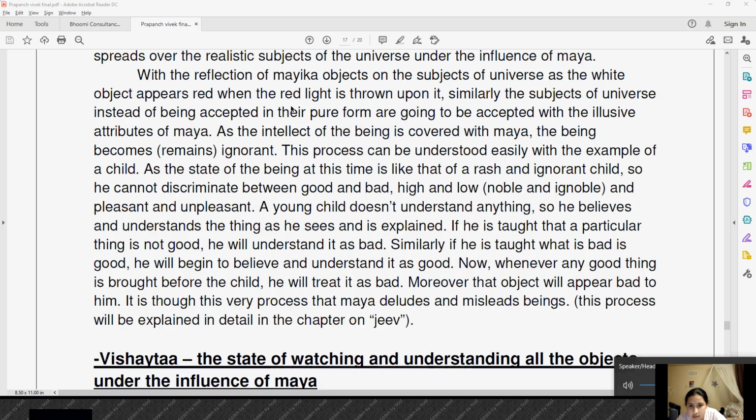Once the being's intellect is covered with Maya, realistic objects too are under the influence of Maya. The subjects of the universe accept the illusionary form of Maya instead of the pure divine form of Brahm. An example arises here. As a young child's mind will believe anything, not knowing whether it's good or bad, Maya works to make your brain not know which one is good and which one is bad.